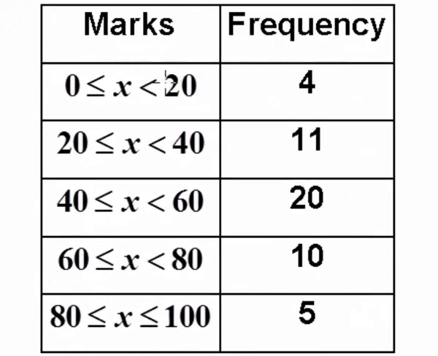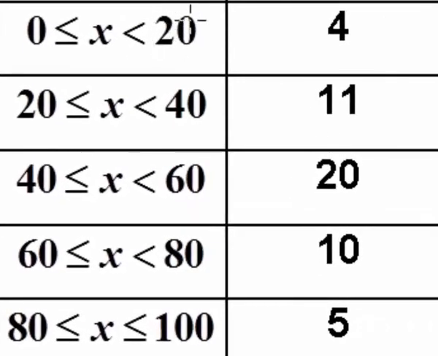Now what you can see is in this class there were 4 kids that got a mark from 0 up to 20 but not including 20. Then 11 kids got between 20 and 40. They could have got a mark of 20 but they didn't get a mark of 40. But any mark in between, let's say from 20 to 39, there's 11 kids that got that kind of mark. Then from 40 to 60 is 20, not including 60 but including 40.